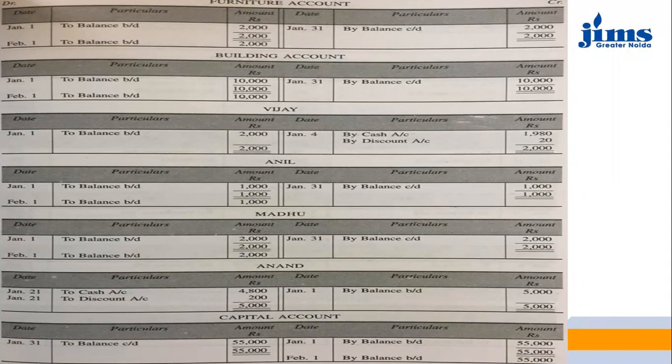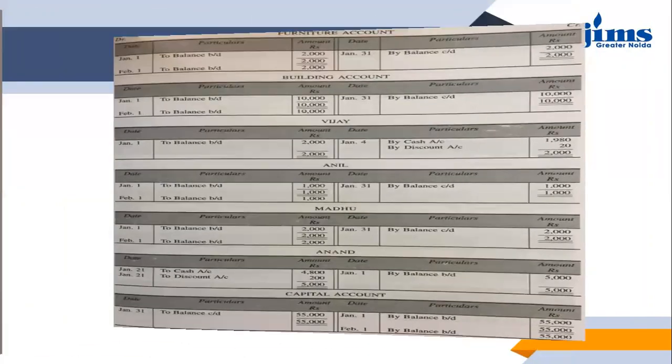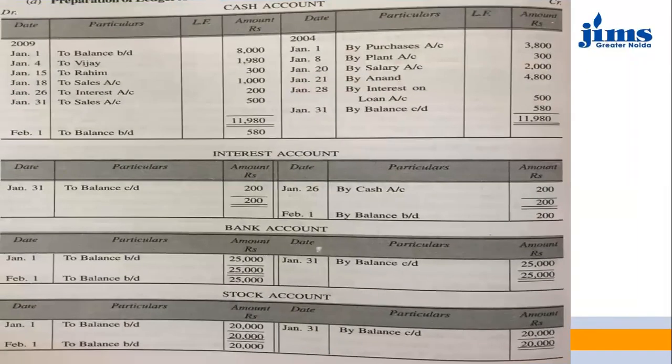Then on the debit side, since this is the entry for the settlement of Anand's account, which is for the payment, on 21st of January, Anand is being paid with cash. So to cash 4800 and to discount 200. Now see, debit and credit balance of this account total got same. So this means that this account is closed now. Now we'll go to cash account and discount account. So discount account we already have prepared. Let's take up the cash account here first.